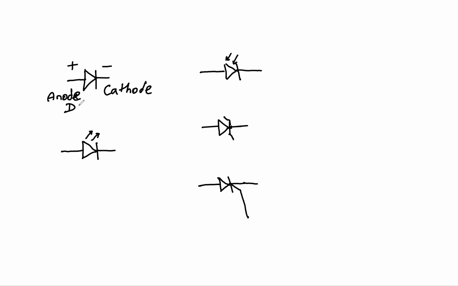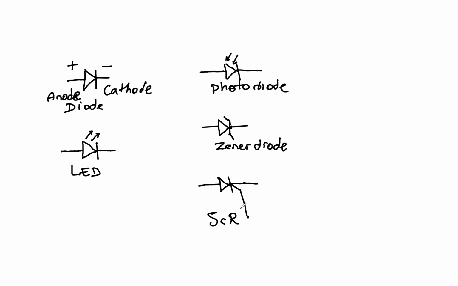So we have here the diode. Here we have the LED, the light emitting diode. Here we have the photodiode. Here we have the Zener diode. And yes, indeed, here we have the SCR. So you can see that in all cases, we have two pins for each one of these components, okay? However, in the case of the SCR, we have three pins.